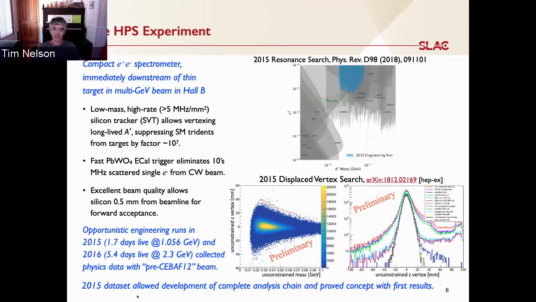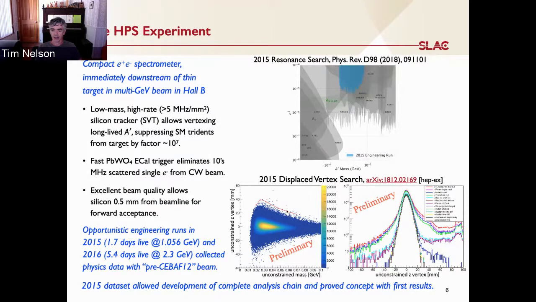So the 2015 data set allowed development of the complete analysis chain and proved the concept of the experiment with first results. First, a resonant search with this small data sample here, published in PRD as a rapid communication, and the displaced vertex search, where you're asking not just the mass, but what the z-vertex position was, and this is after a large number of cuts to clean up the long-lived backgrounds.